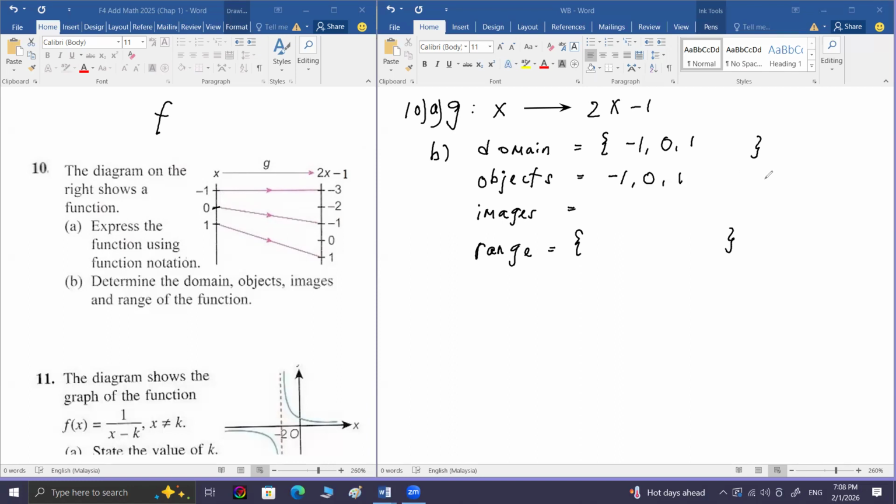Image is arrow in only. What are the arrow-in ones? Yes, -3, -1, and 1. Okay? And the range is that? Yeah, all the images are the range. So you know the difference already? Domain, codomain, image.